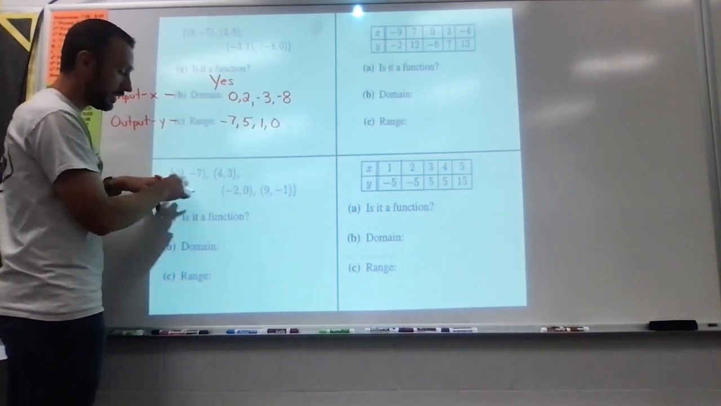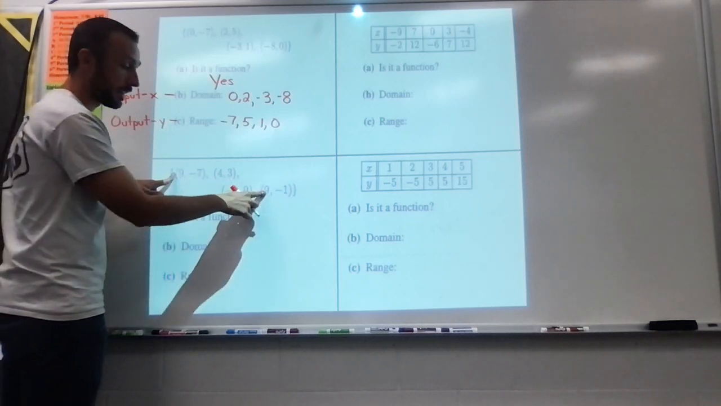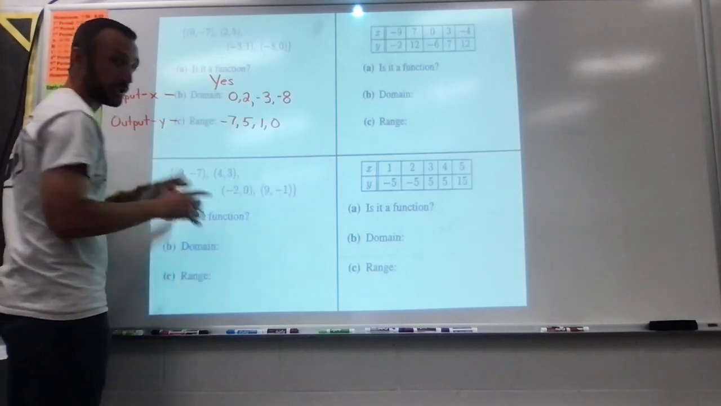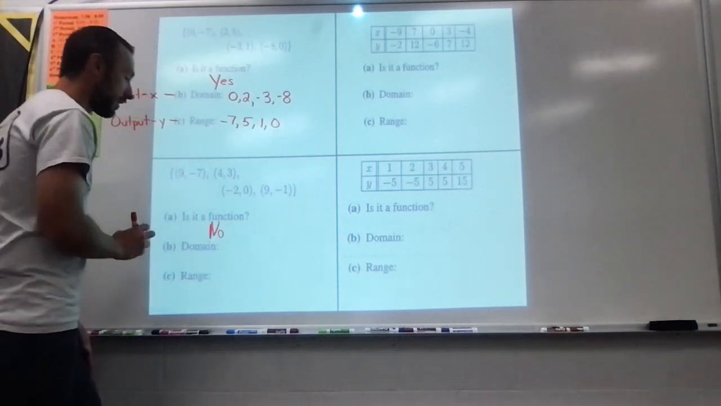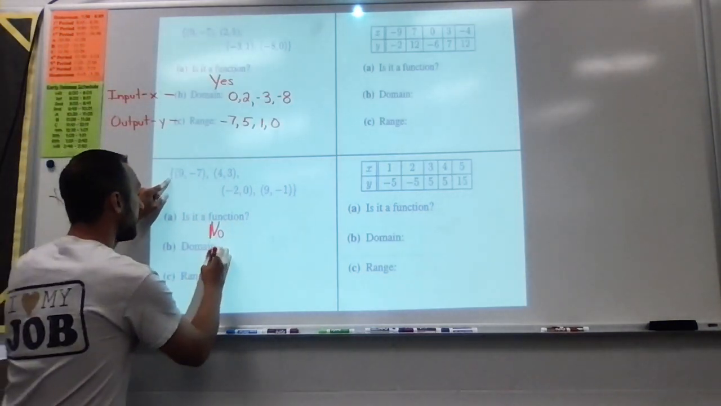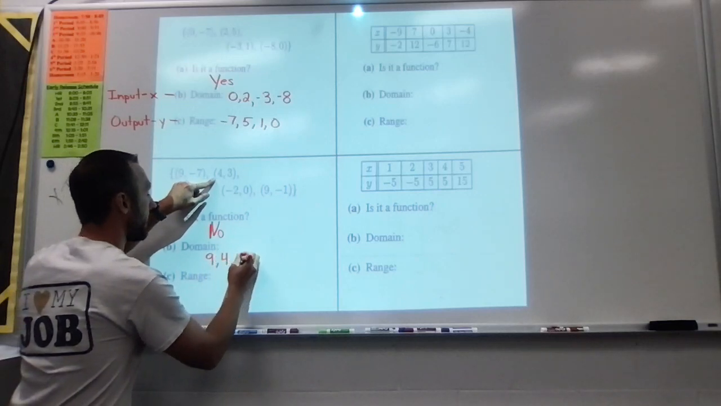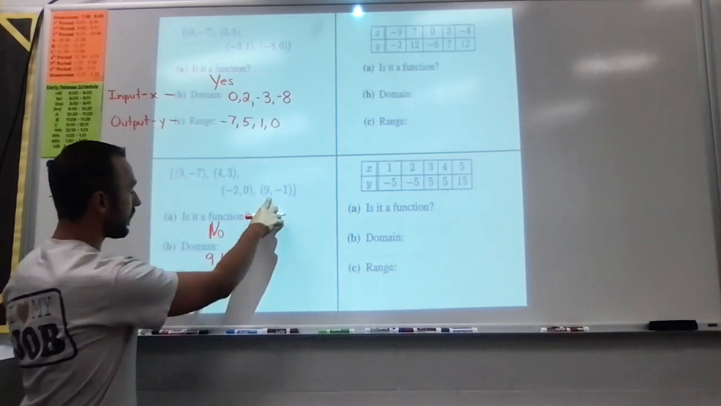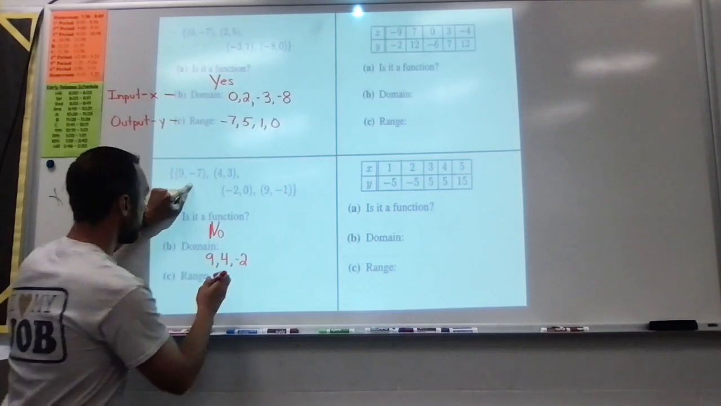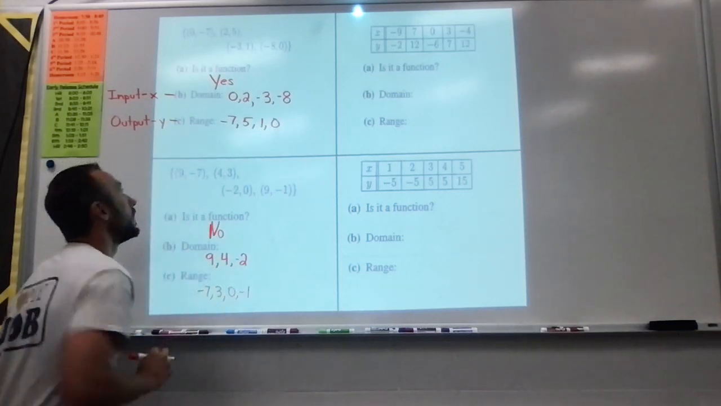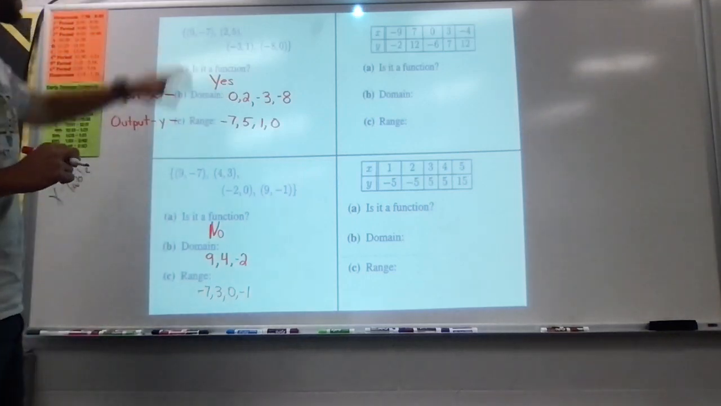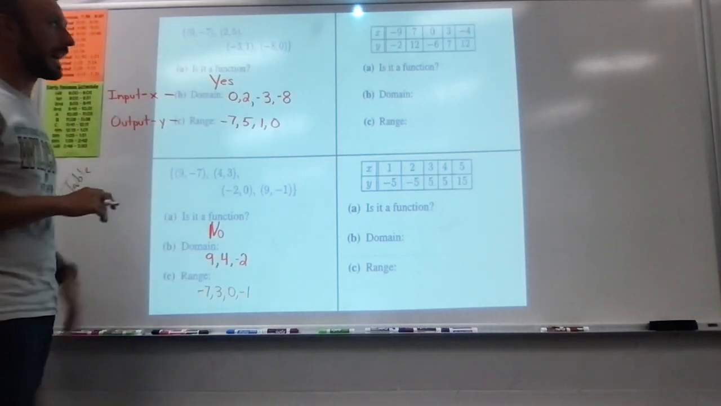That's like putting in a chicken and getting a pot pie. That's like putting in a chicken and getting fried chicken. I don't know what I'm getting, so that is not a function. So no is the answer there. My domain is 9, 4, and -2. I already have 9 there, so I'm going to write it once. My range is -7, 3, 0, and -1. So hopefully that shows you the difference between what a function is and what a function is not.